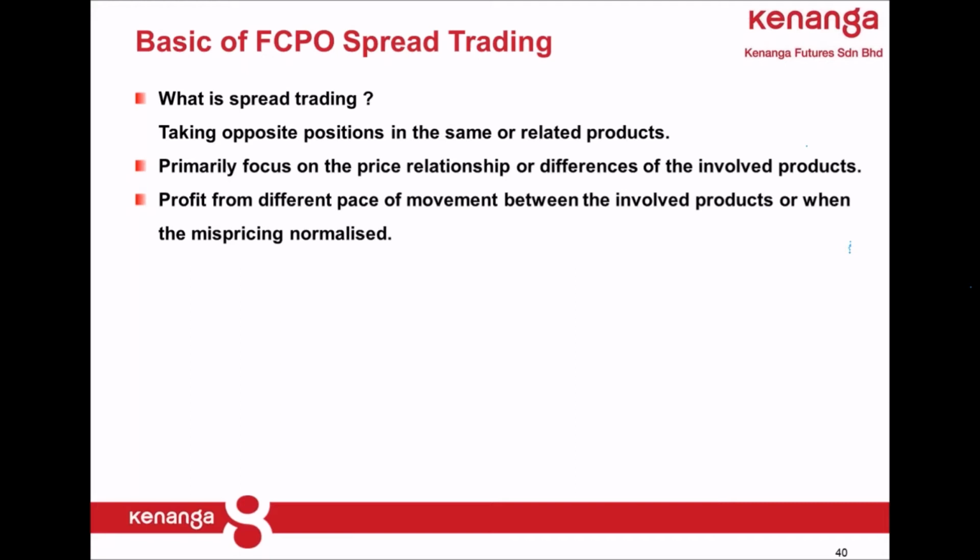So how do we profit from it? Assuming we do a bull spread or a bear spread, it will be the difference in the pace of price movement between the involved products. One leg of the spread moving higher faster than the other leg that is short means the price difference will increase, so you can profit from that if you do a bull spread. Whereas if you do a bear spread, the pace of one leg going down is faster than the other leg in the opposite direction, so you can profit from there as well.